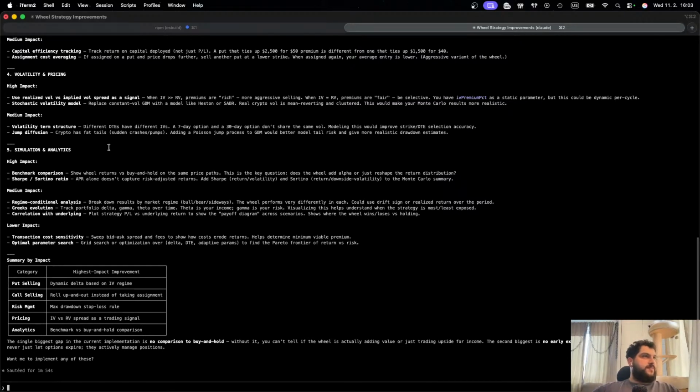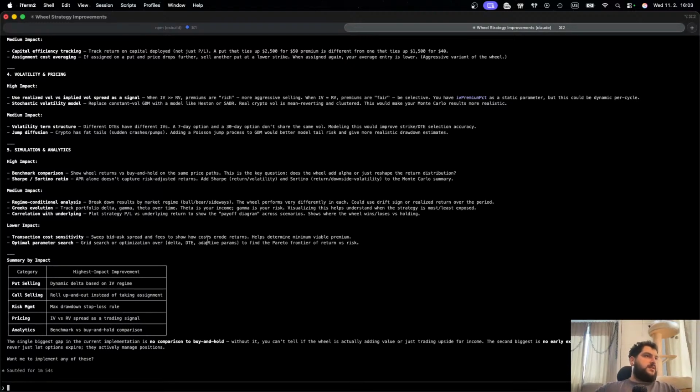Simulation and analysis. High impact: benchmark comparison. Show wheel returns versus buy and hold on the same price path. This is the key question: does the wheel add alpha or just reshape the return distribution? And Sharpe, Sortino ratio. APR alone doesn't capture risk adjusted returns. Add return volatility and return downside volatility to the Monte Carlo summary.